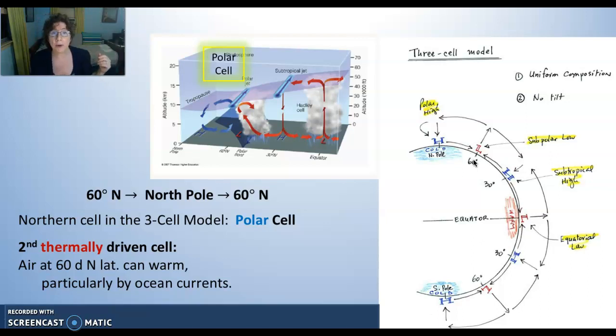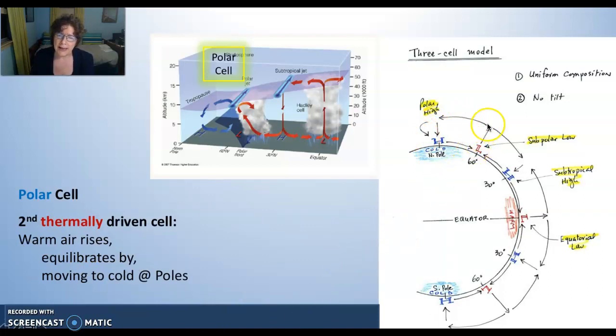Think of the Gulf Stream warming Nova Scotia and Prince Edward Island up until long into the winter. So these ocean currents can really still warm the areas around the 60-degree parallel, especially when you're comparing that to the temperature at the North Pole, and that's what we're looking at here. So these areas can still warm and convect up and start a thermally driven cell. Let's look into it a bit more.